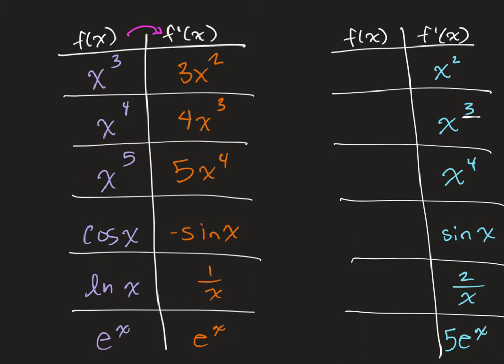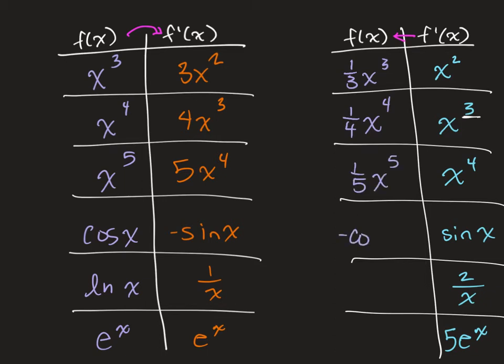But what happens over here when this time we're going that way? We're moving from the derivative back to the original function. And what you're gonna see is this. 1/2 is gonna become 1/3 x cubed. 1/3 is gonna be 1/4 x to the fourth. 1/4 would become 1/5 x to the fifth.